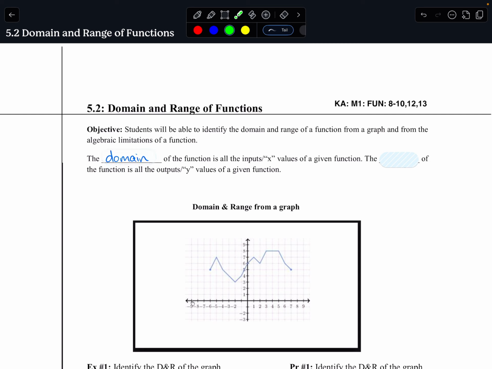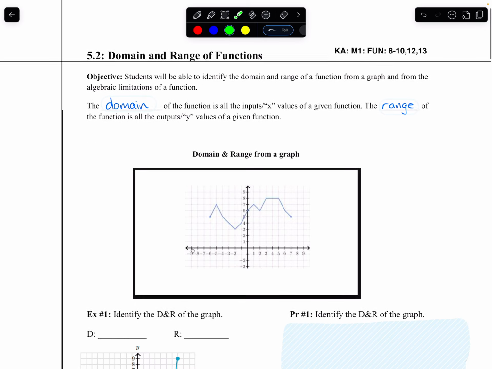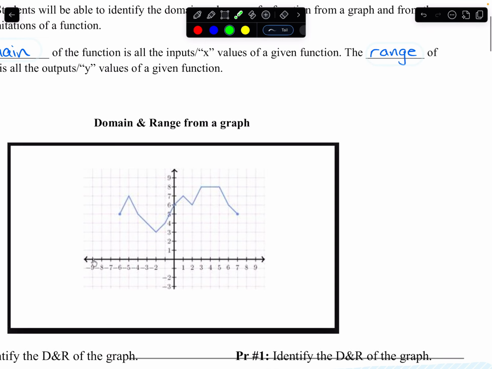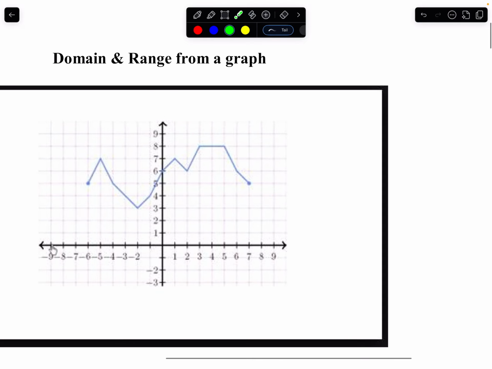We have some definitions here. The domain of a function is all the inputs, all the x values of that function, and the range is all the y values, or all the outputs. So if you are finding domain and range from a graph, we're trying to pick out all the inputs, all the x values for domain, and then all the outputs, or all the y values for the range.